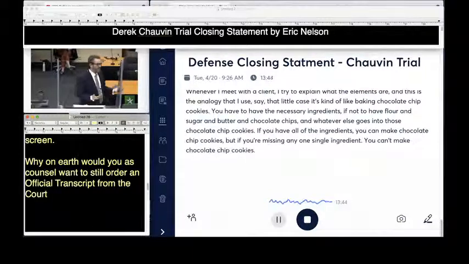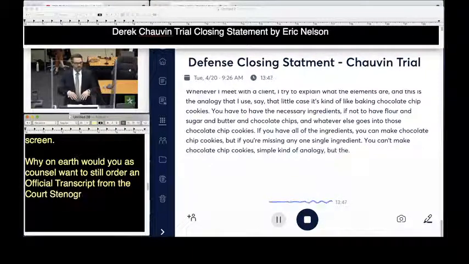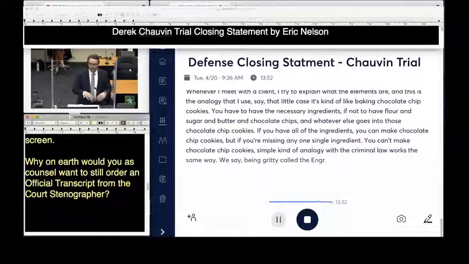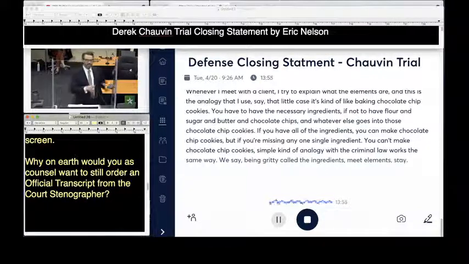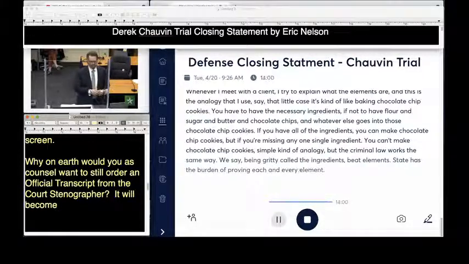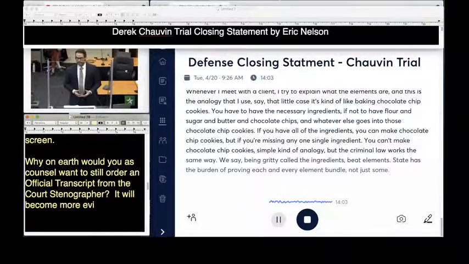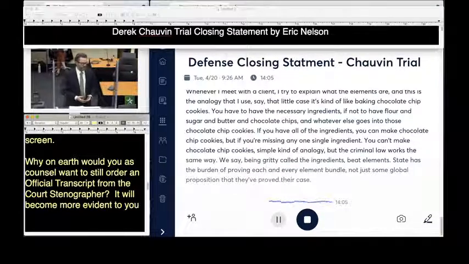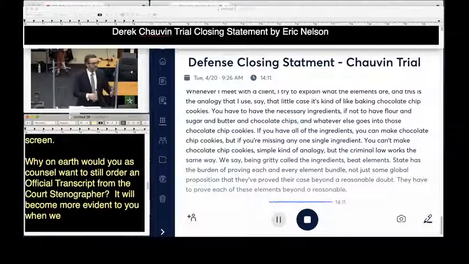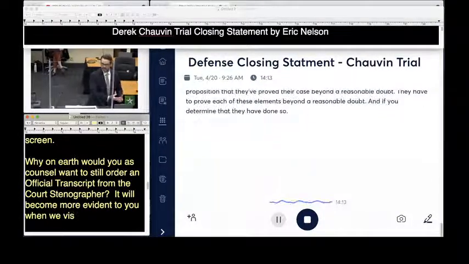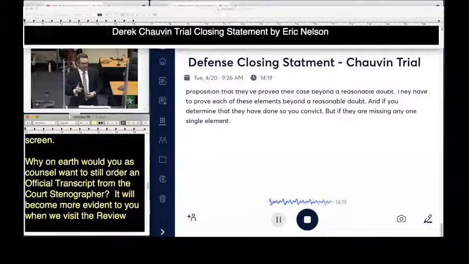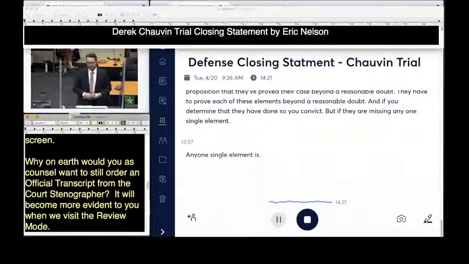It's a simple kind of analogy. But the criminal law works the same way. We call the ingredients the elements. The state has the burden of proving each and every element beyond a reasonable doubt. Not just some global proposition that they've proved their case beyond a reasonable doubt. They have to prove each of these elements beyond a reasonable doubt. And if you determine that they have done so, you convict. But if they are missing any one single element, it is a not guilty verdict.